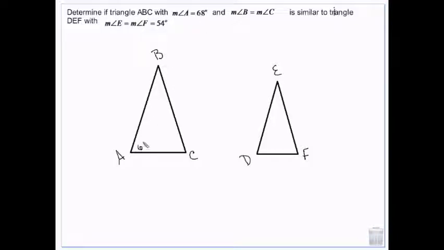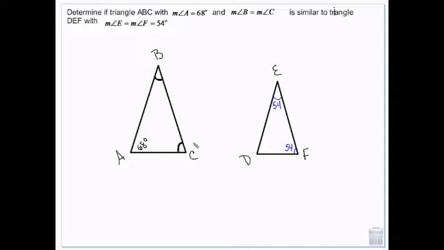Okay, angle A is 68 degrees, and it says B and C are equal. Do you see that? So I'm going to mark that B and C are equal. So I'm going to give them each one loop. Okay, now we have over here E and F are equal. Oh, but they both equal 54. So I don't have to put this loop there. I can just write 54 there. Okay, so these are both 54.